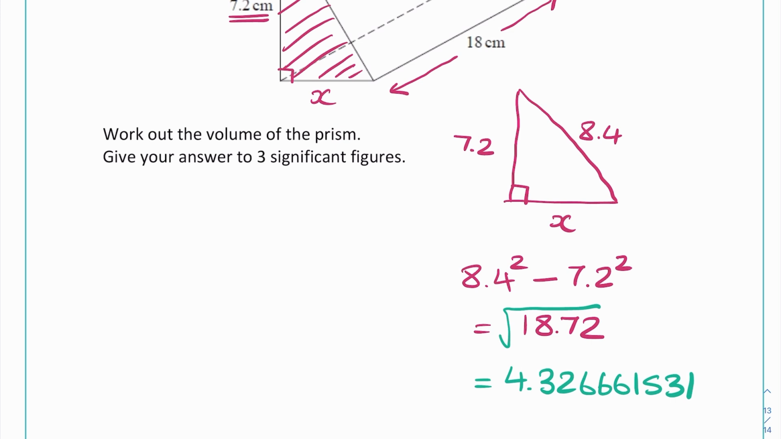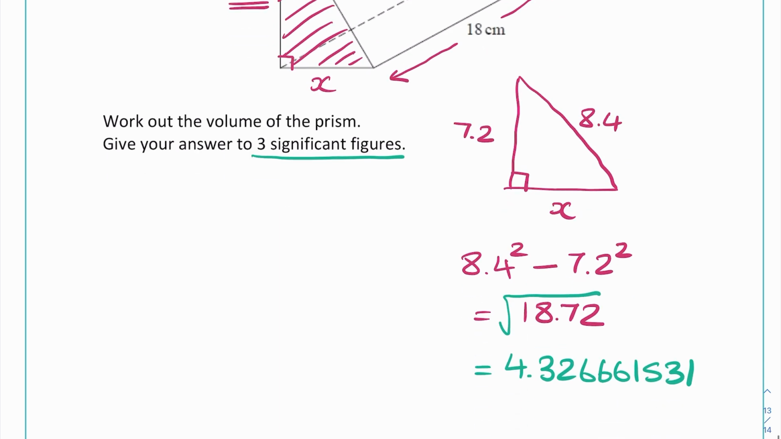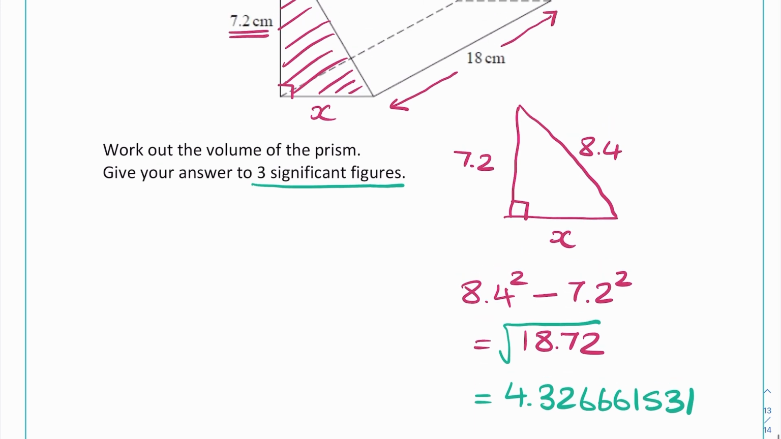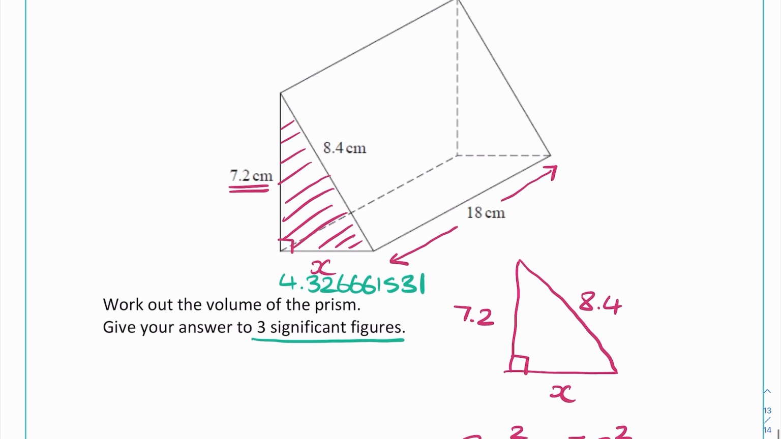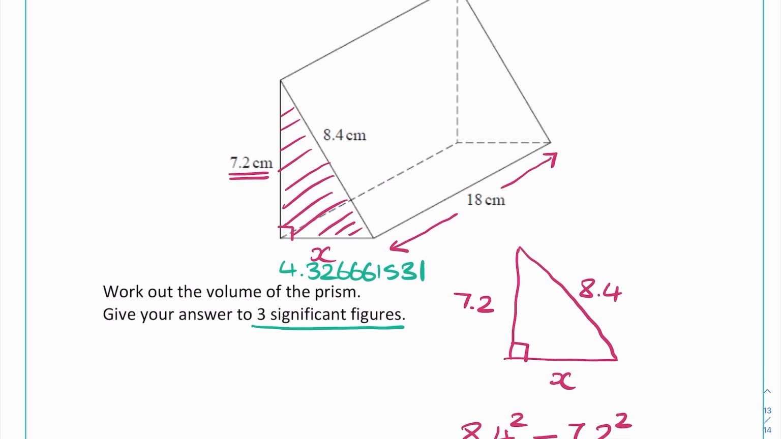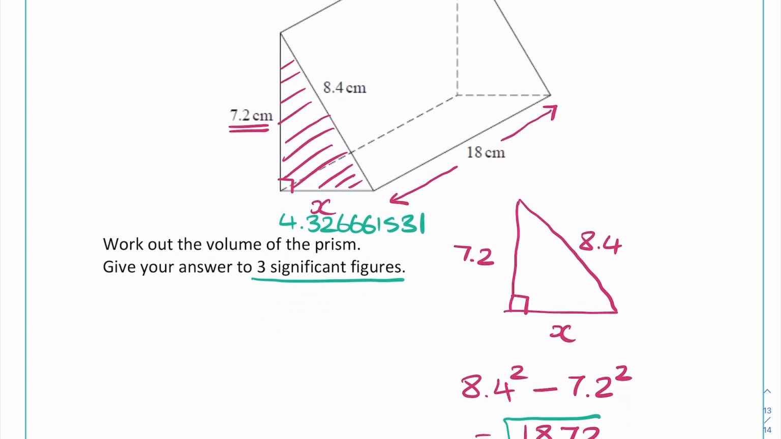4.326661531. Now I know that it says give your answer to 3 significant figures, but I'm not going to round that number until the latest possible stage. I don't want to round this to 3 significant figures because that might affect my answer and I might just get a slight rounding error. So I'm going to leave that as the whole number. I'm going to put up here 4.326661531. Now it always seems a bit awkward to have to write that, but it's less awkward than having to lose a mark because you couldn't be bothered to write down a couple of numbers. So there we go, I'm going to leave that in as it is.